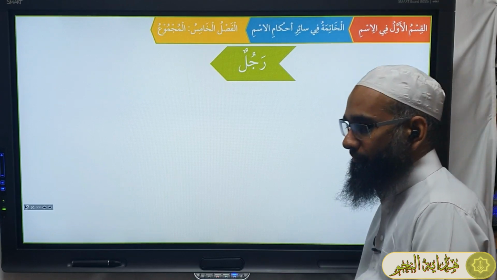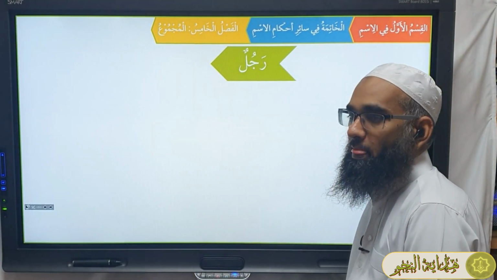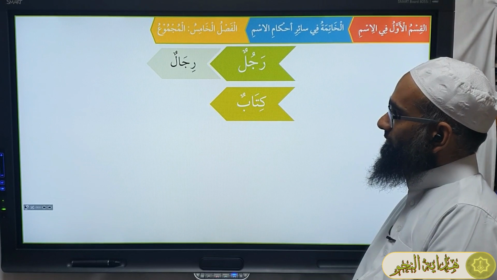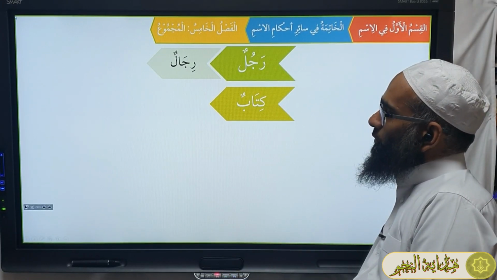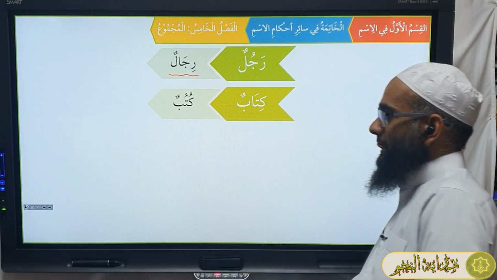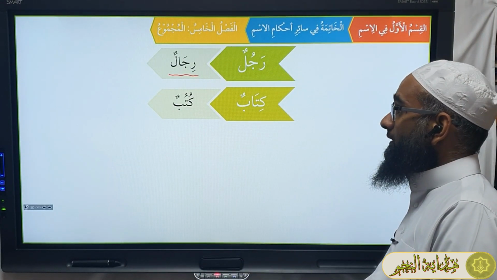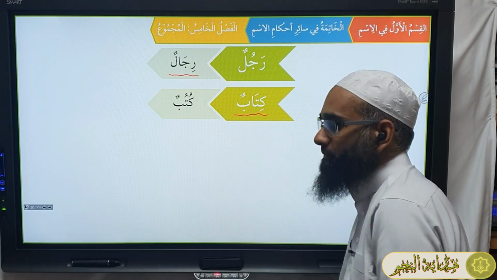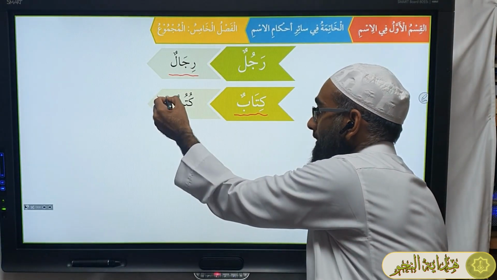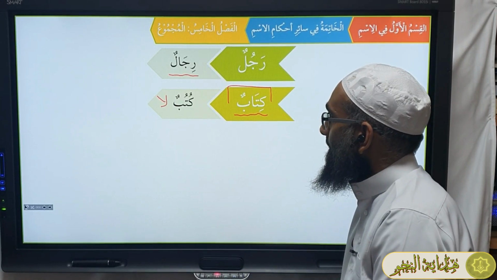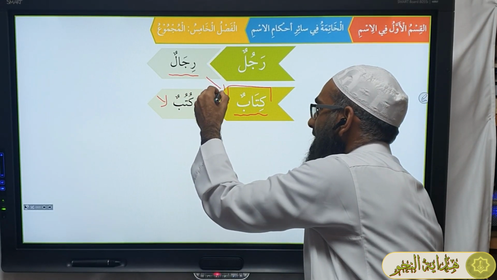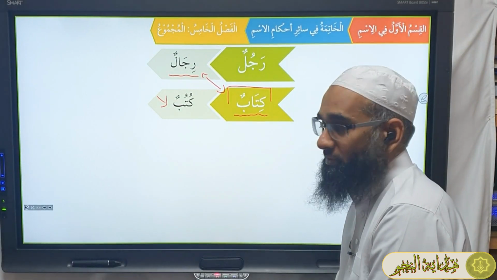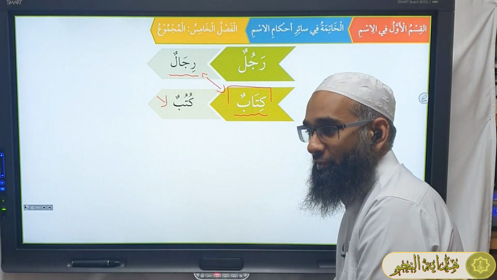For example, we have رجل. What's the plural of رجل? رجال. What's the plural of kitab? كتب. What pattern is this one? فعال. So we have one plural on the pattern of فعال. What pattern is kitab on? Singular. So these two have the same pattern, don't they? Rijal is a plural, kitab is singular, but we have a plural pattern and a singular pattern which are the same.